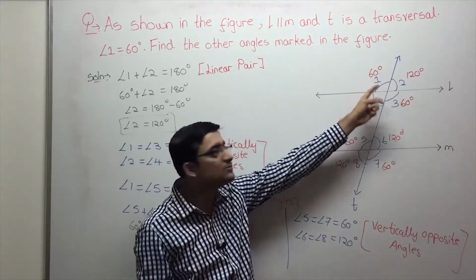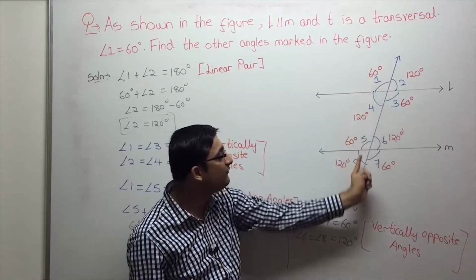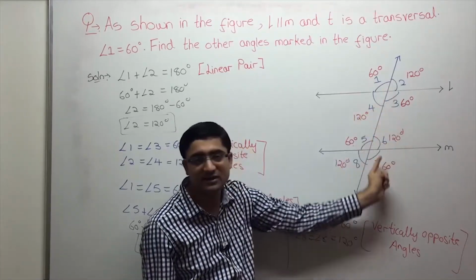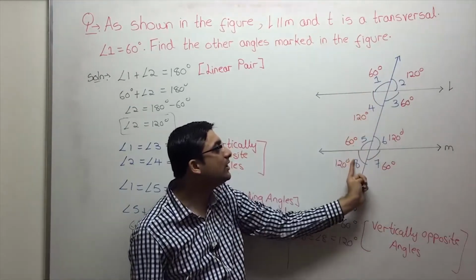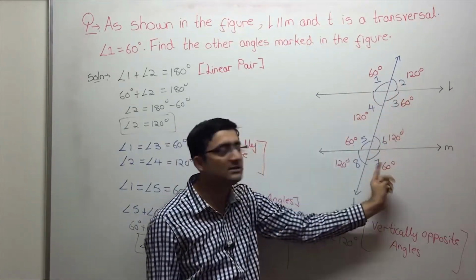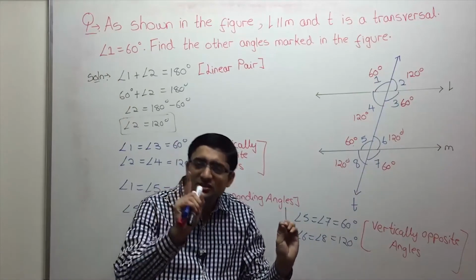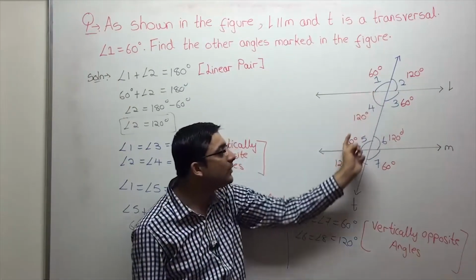Next, third concept, corresponding angles. Write all pairs of corresponding angles. 1 and 5, 4 and 8. 2 and 6, 3 and 7. Right? So 1 and 5 are equal. 60, 60, 120, 120, 120, 120, 60, 60. Alternatively, just get one corresponding angle. So angle 1 is equal to angle 5.